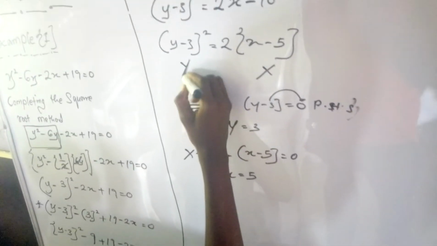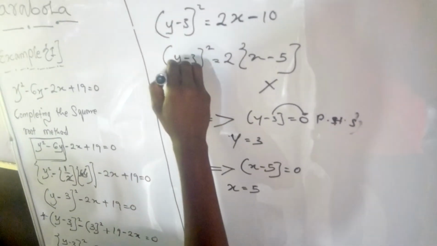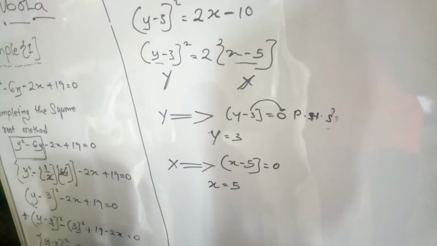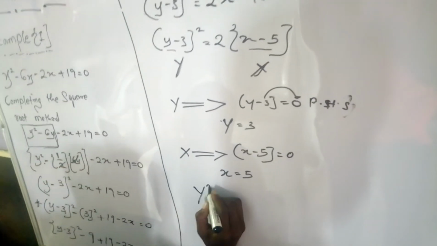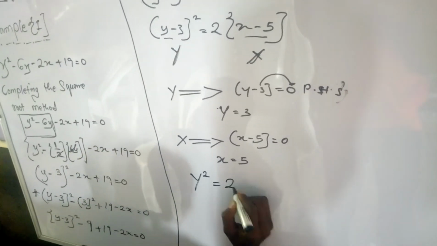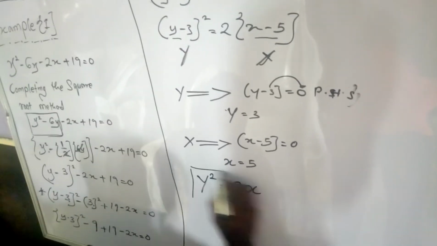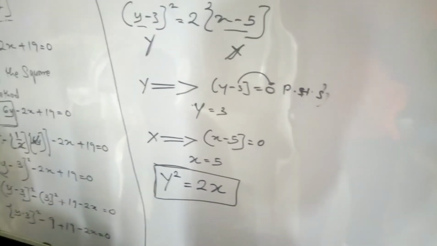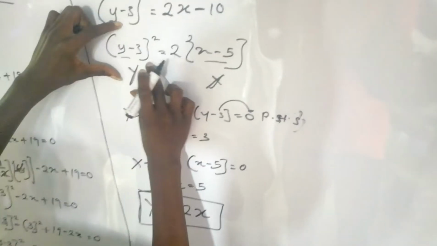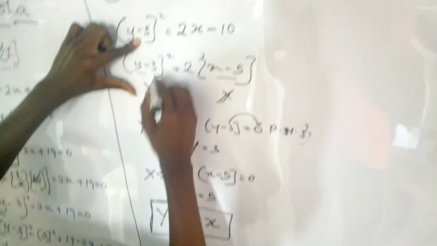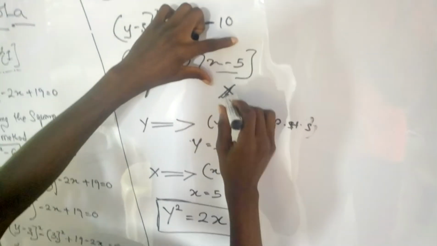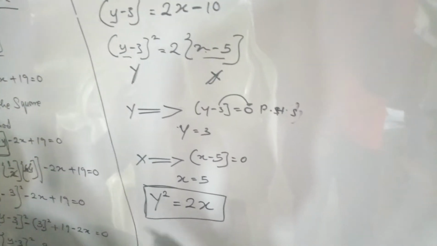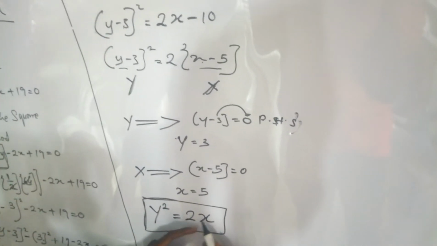Our Y will represent everything here. Our X will represent everything in this bracket. So you are going to have Y² = 2X. Do we understand? Our Y will represent y − 3 in the bracket. Our X will represent x − 5 in the bracket. That's why we have Y² = 2X.